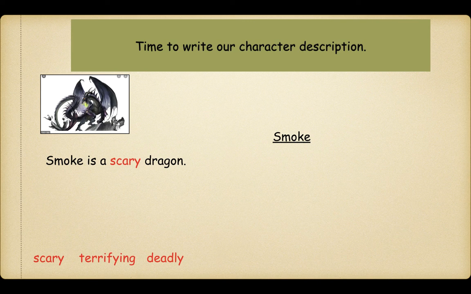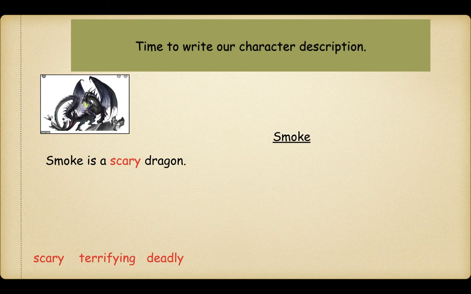What's the name of your dragon? And you could say, whatever your dragon's name is, a terrifying dragon. Or what I could put in there as well, Smoke is a deadly dragon. And I like the word deadly because it goes perfectly with dragon. They both start with the letter D, and that's called alliteration. So I've written my first sentence, and now I'm going to think about my second sentence.